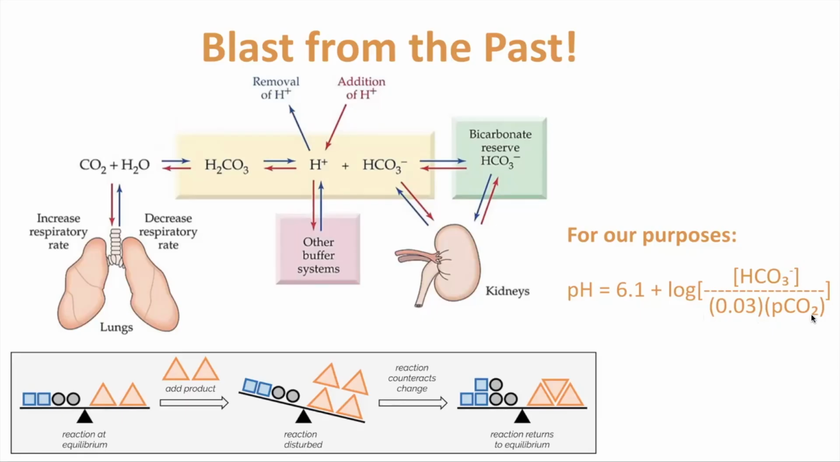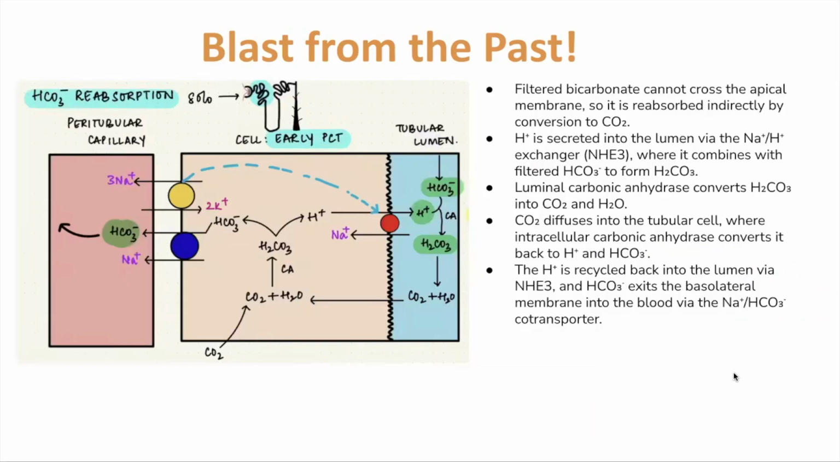Instead of putting carbonic acid here, what we do is we take the solubility constant of carbon dioxide and we multiply it times the partial pressure of carbon dioxide, right? And so that's where we have this value here. 6.1 is just the pKa of carbonic acid, right? And so this is our modified Henderson-Hasselbalch equation. Don't get too overwhelmed with that just yet. We'll see how it's not actually as intimidating as it seems in just a moment.